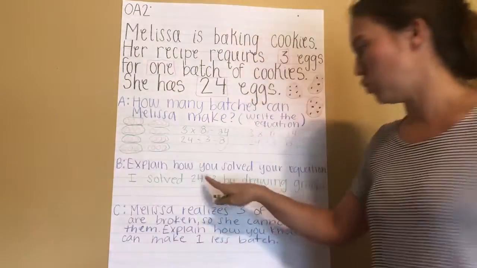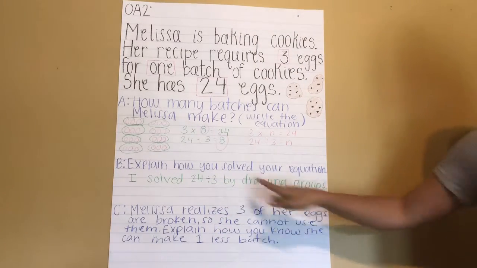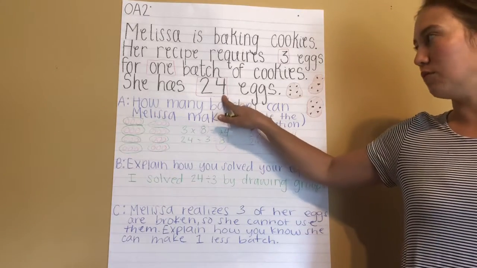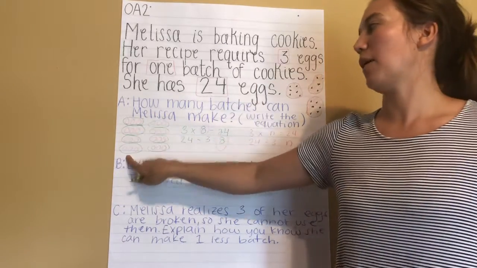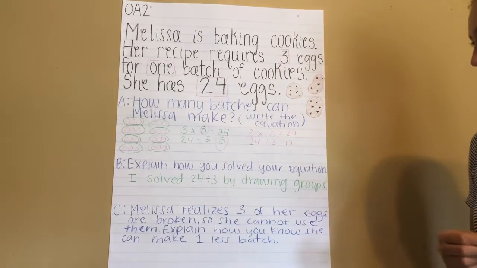I solved 24 divided by 3 by drawing groups. This was my equation, and this is how I drew it out. I started with 24, and then I divided by 3. I counted the total number of groups, and that is when I got 8.